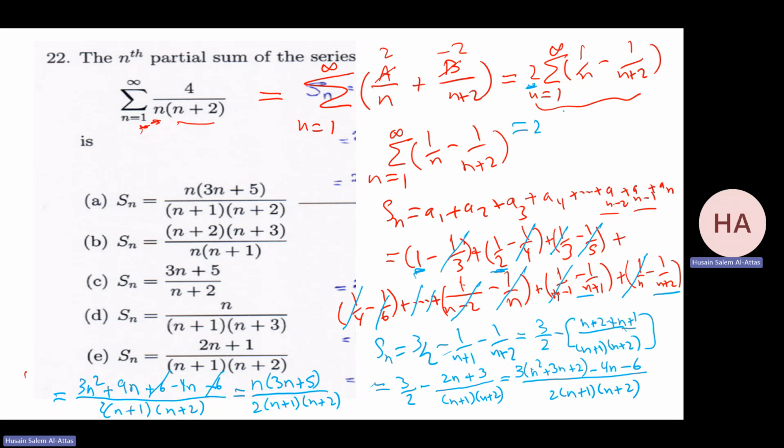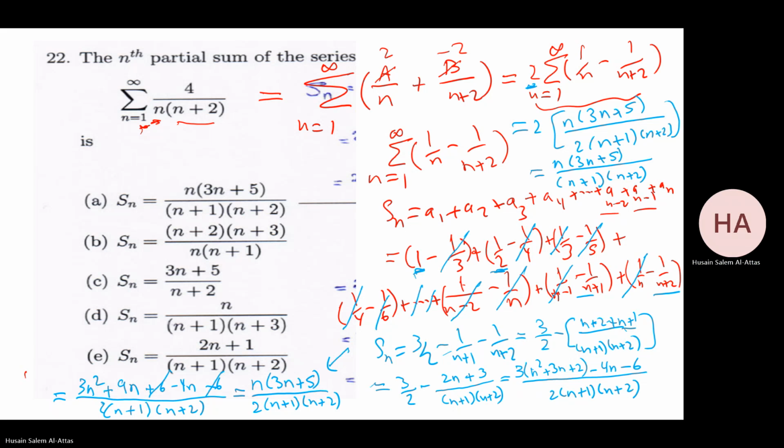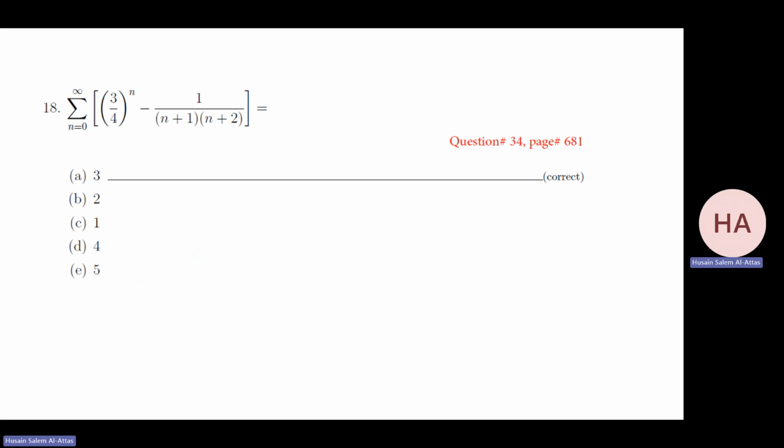So I have 2. This summation is this: n times 3n plus 5. Do it the way you like. It's just a matter of calculation. And that will give me n times 3n plus 5 over n plus 1 times n plus 2, which is this one. So that will be my S. Okay, 2 will be cancelled. Let me do this one.